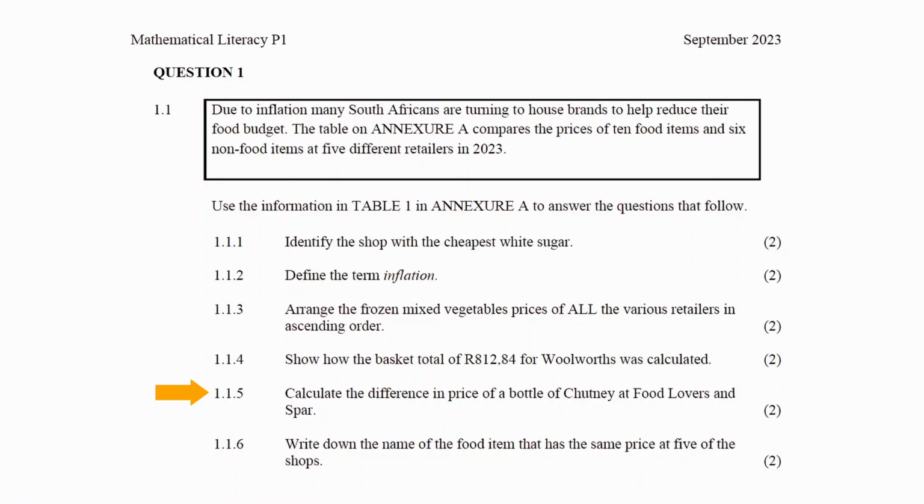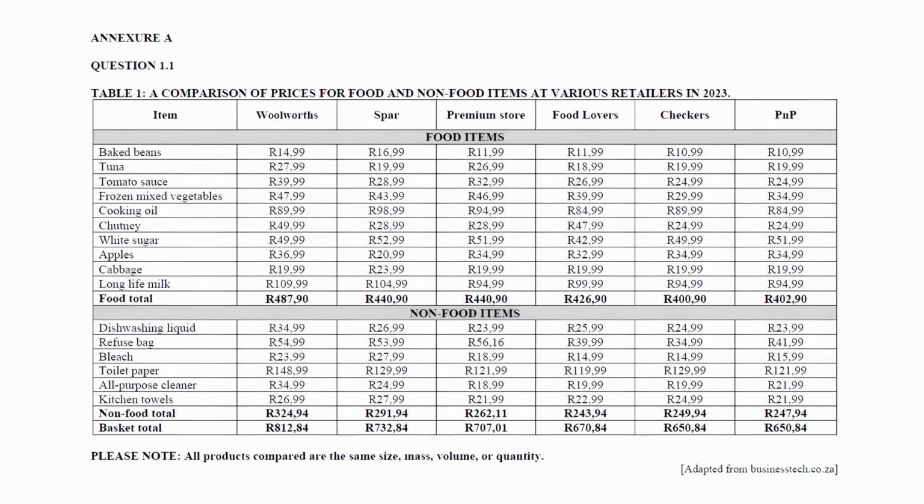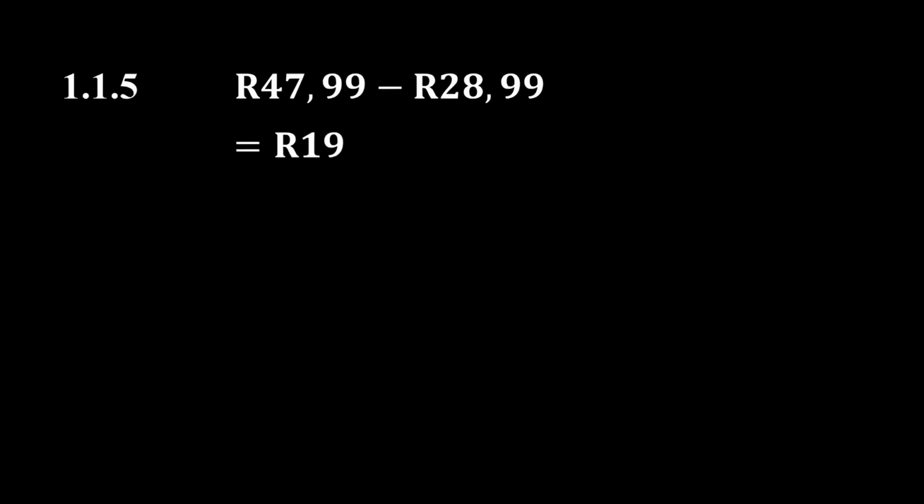In question 1.1.5, you have to calculate the difference in the price of a bottle of chutney at Food Lovers Market and Spar. Now from table 1 in Annexure A, we see that the prices of a bottle of chutney at Food Lovers Market and Spar are R47.99 and R28.99. So the difference in price for these two stores will be R47.99 minus R28.99, and this equals R19.